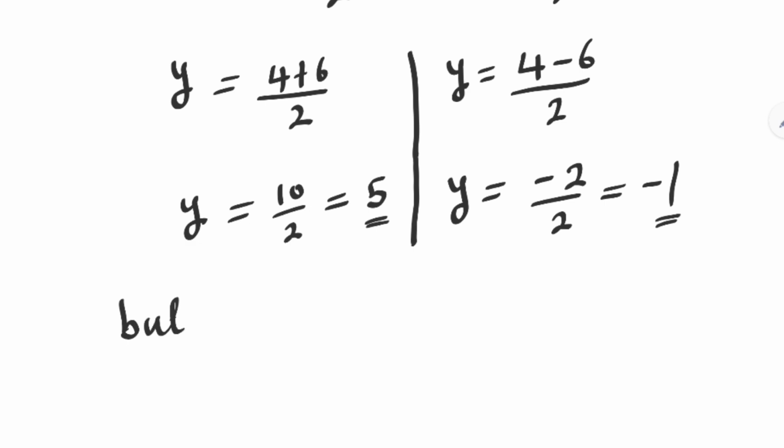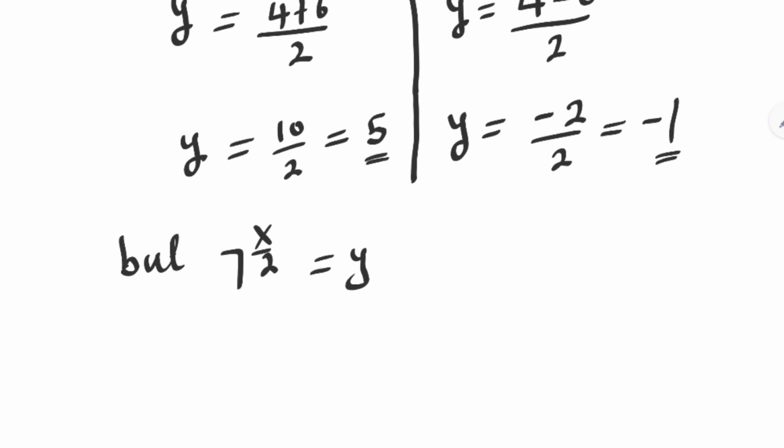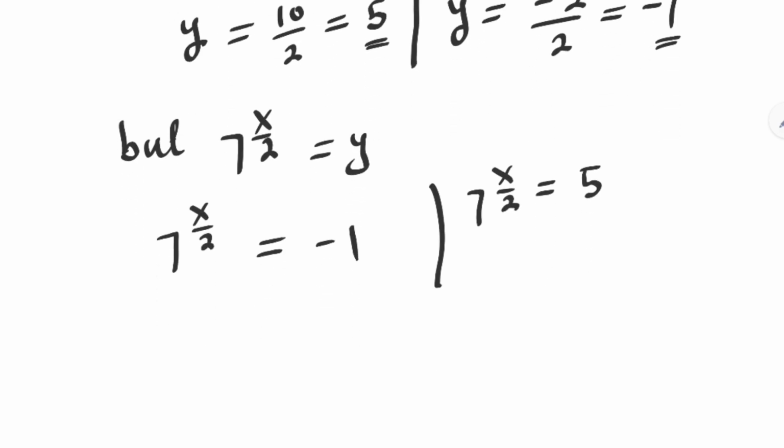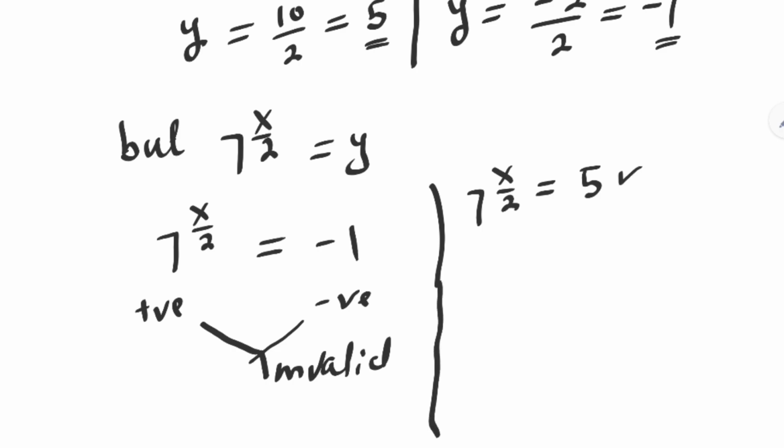But 7 raised to power s over 2 is equal to y. Now we have 7 raised to power s over 2 is equal to minus 1, or 7 raised to power s over 2 is equal to 5. Then from here, this is positive and this is negative, so this is invalid. Now let's consider this. This is positive, this is positive. So this is true.